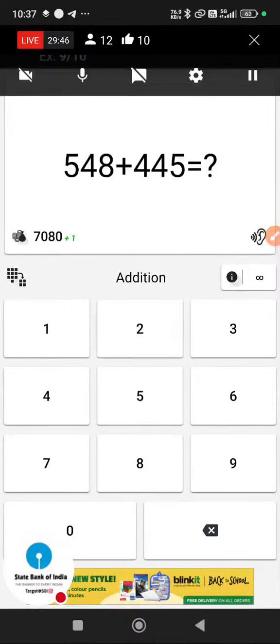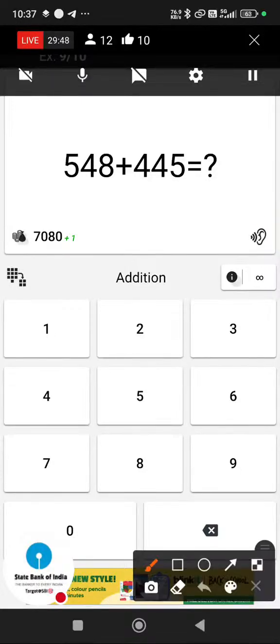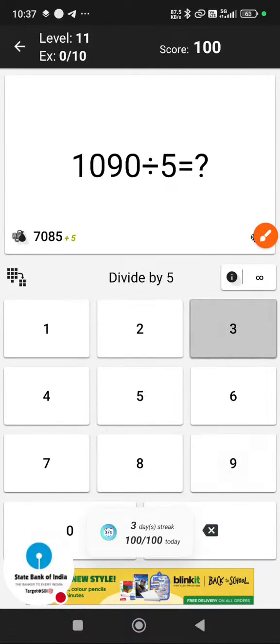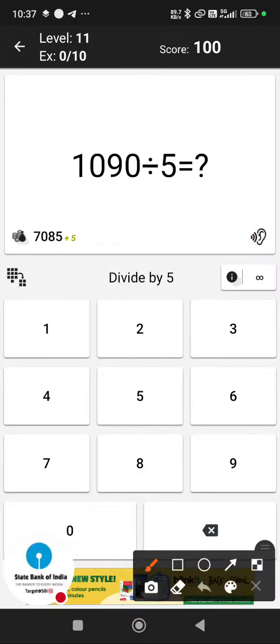So the session of speed maths is going to end in 10 seconds. Answer this one faster. This will be 3, 8, 9 and 9. 993. The last question of this speed maths. Please try to solve this one. Last question of the speed maths.